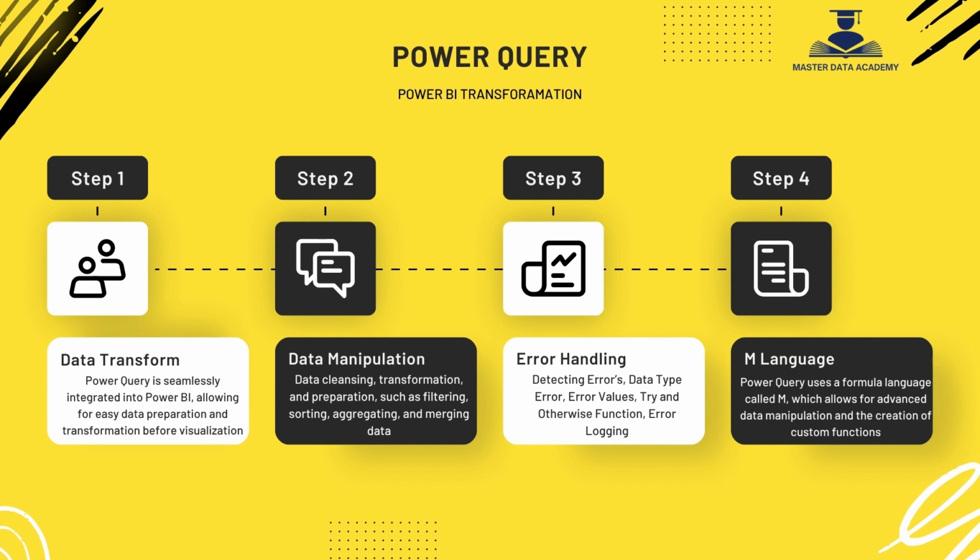Step 4. M Language. Power Query uses a formula language called M, which allows for advanced transformations and the creation of custom functions. This makes it possible to handle complex data scenarios that go beyond the standard transformation options.